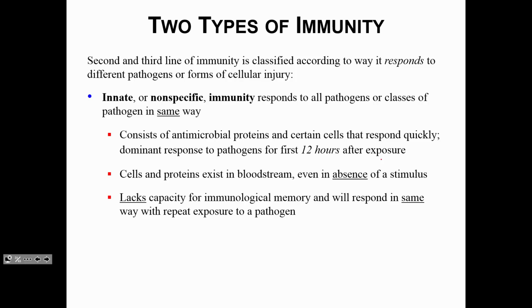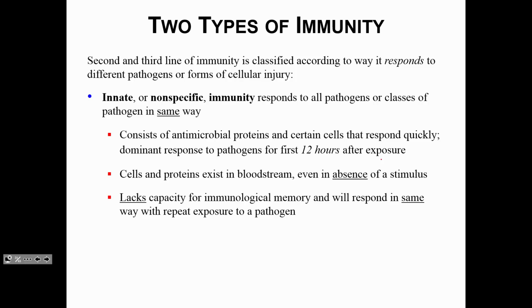This is the second and third line. And this basically differs in how they respond to the different pathogens and the form of cell injury, basically. Alright, so the first one's called innate or non-specific immunity. And the deal here is it responds to all pathogens in the same way. Okay, now here are some components of that. Antimicrobial proteins and certain cells, they respond very quickly. They are the dominant response for the first 12 hours after exposure, either exposure to a pathogen coming in or an injury. The cells and the proteins exist in the bloodstream, even in the absence of a stimulus. They're always circulating in the blood.